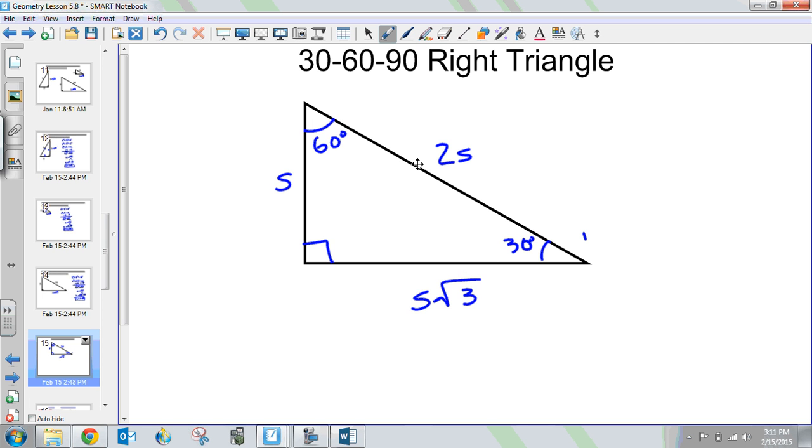Okay, and this is very powerful. Again, you'll use this on the ACT exam. You will see this in trigonometry and in calculus, and you will use it a lot. So that's all I've got.